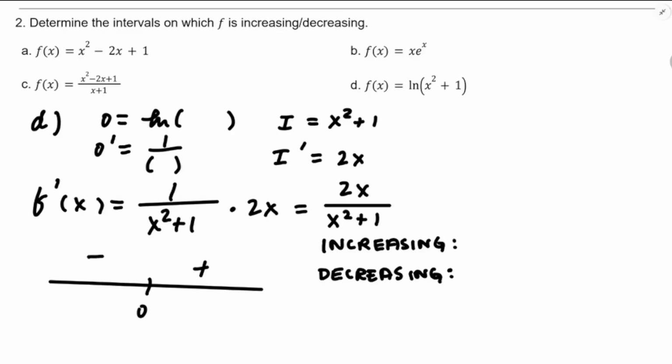There we go. All right, increasing is where f prime of x is greater than 0. So that would be like 0 to infinity. And decreasing where f prime of x is less than 0. And I can say that was negative infinity up to 0.